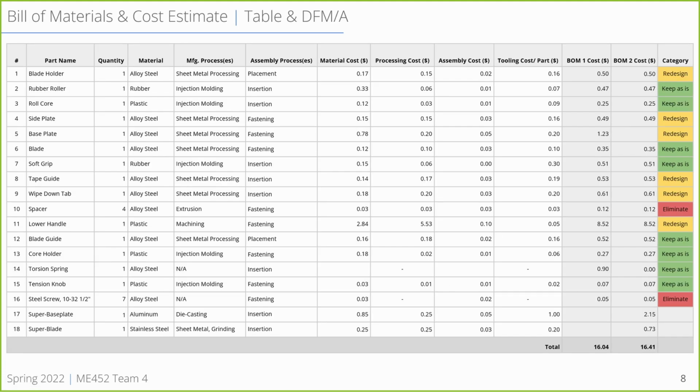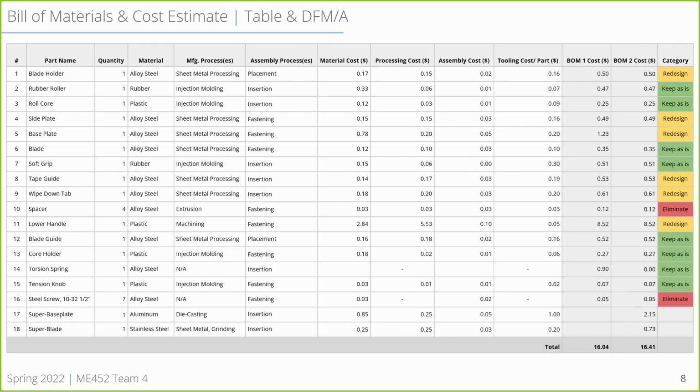Here is our bill of materials and cost estimate for each part. It should be noted that the lower handle is machined, making its price very high. As it can be seen, it's $8.52, which is more than half the cost of the assembly. We should probably redesign this to injection molding.